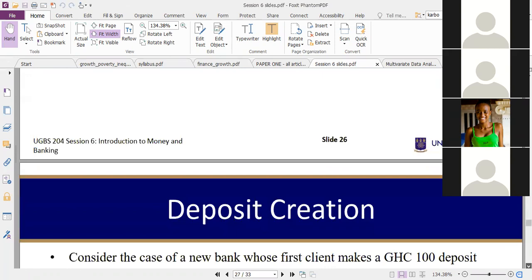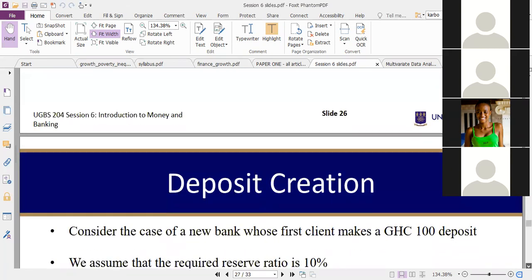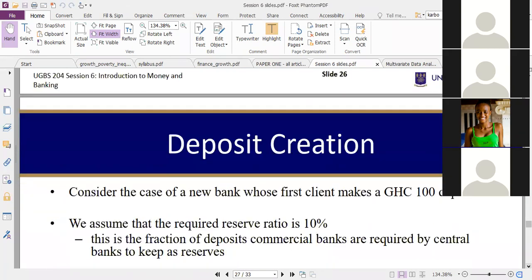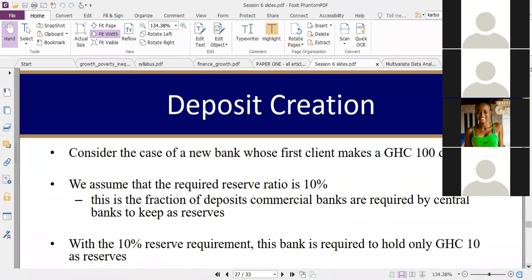Now, when we say deposit creation, it is basically the commercial bank trying to create more money out of monies they've received, instead of printing more money, because they don't have the authority to print money. It's only the Bank of Ghana that prints money.